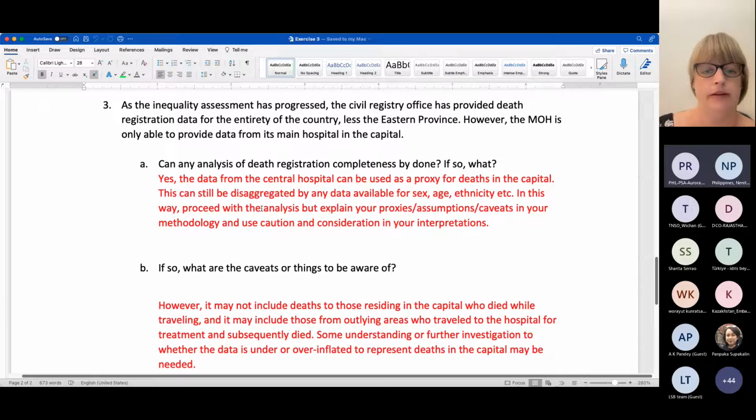And so again, based on what the registry or the health system disaggregates by, say, sex or age or ethnicity, we could do our analysis in this way. But the most important thing is that we explain in our methodology our assumptions, any proxies we use, maybe some caveats we might need to consider.